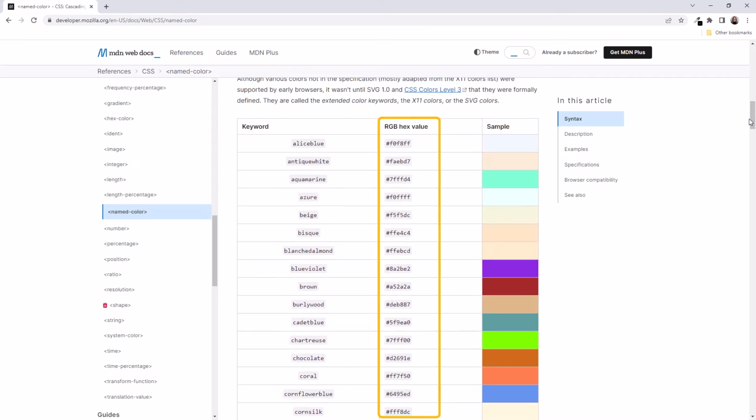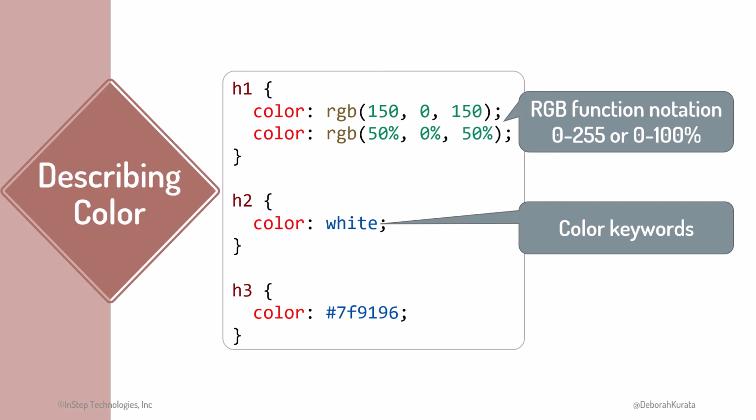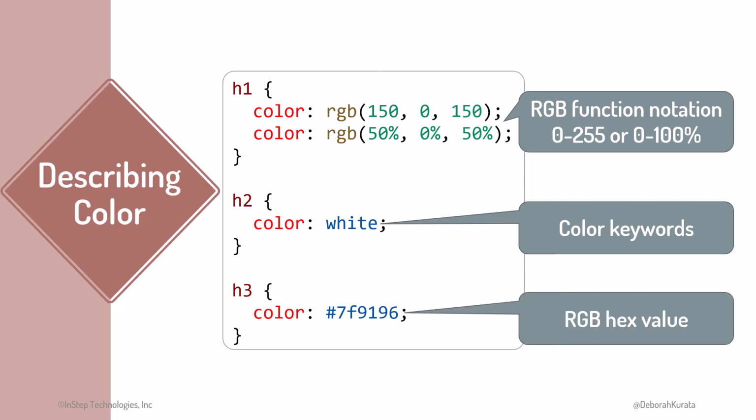Notice this odd value, called an RGB Hex value. This is the third way to describe a color. Let's go back to the slides and dig into that a bit further. A common way to specify a color is using an RGB Hex value, prefixed with a hash symbol. So what is hex exactly?